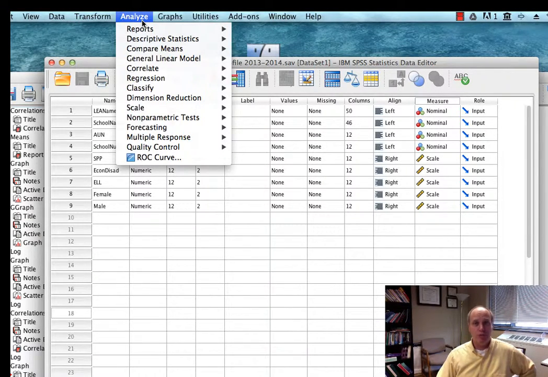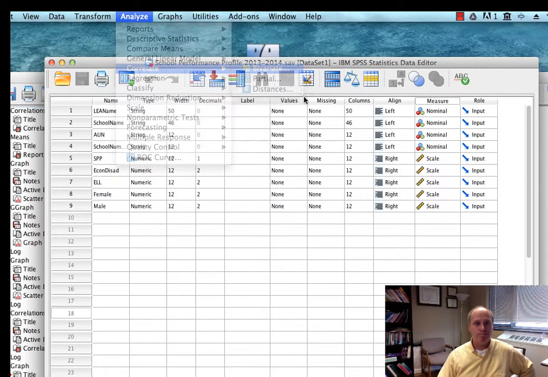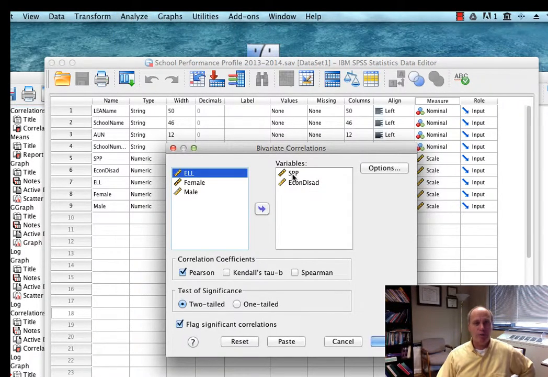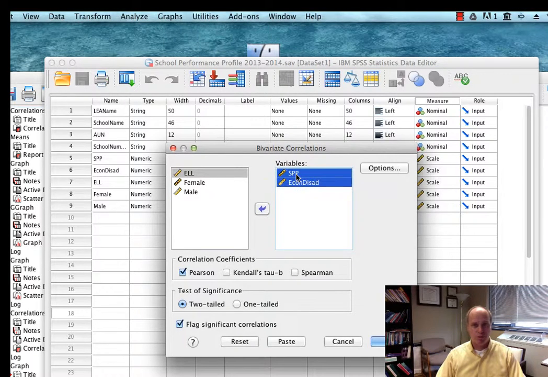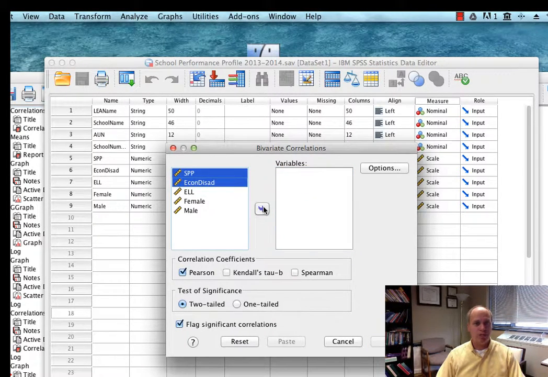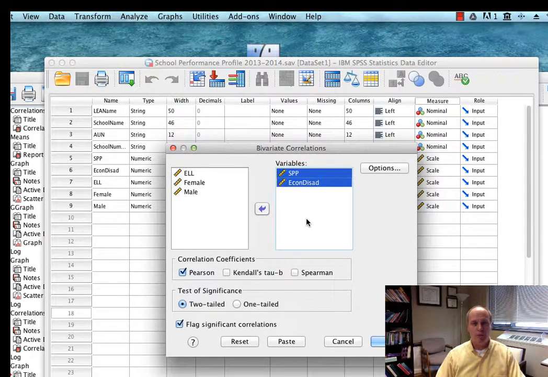So to do the correlation, pretty simple. Go analyze, correlate, bivariate, meaning two. Correlating two variables. I have already moved these over, but it works just like any other SPSS dialog box. Move them over to the variables. And I could have a whole list here, but it would give me all the pairs that would be possible from that list because it's only doing two at a time.